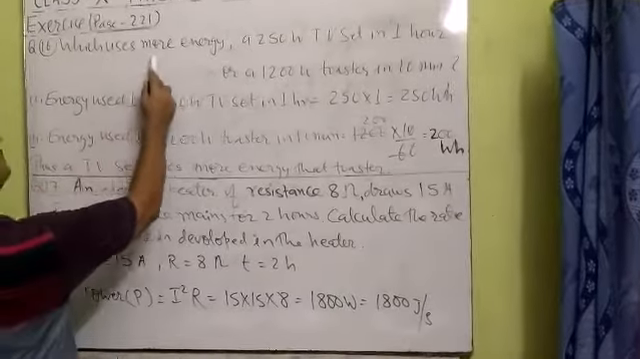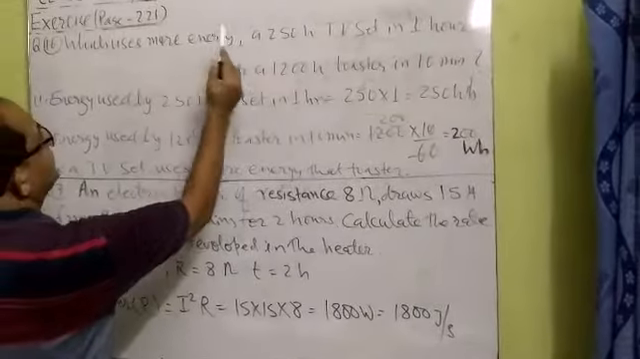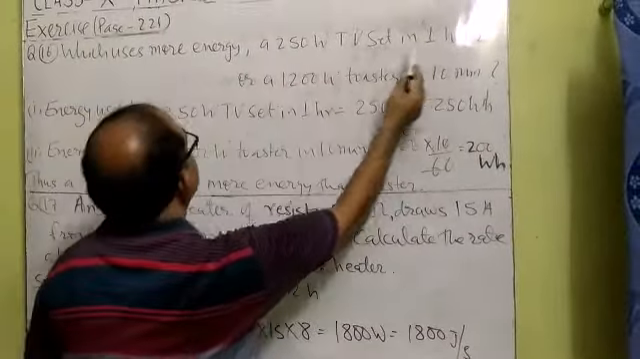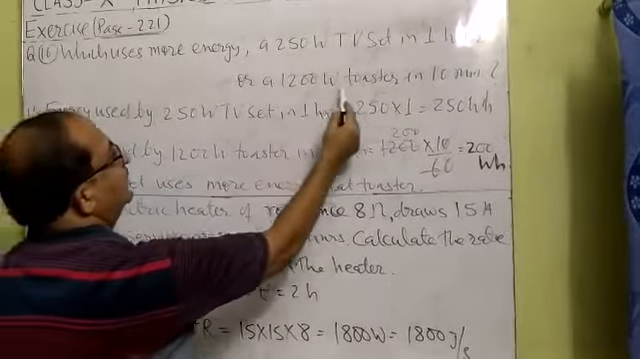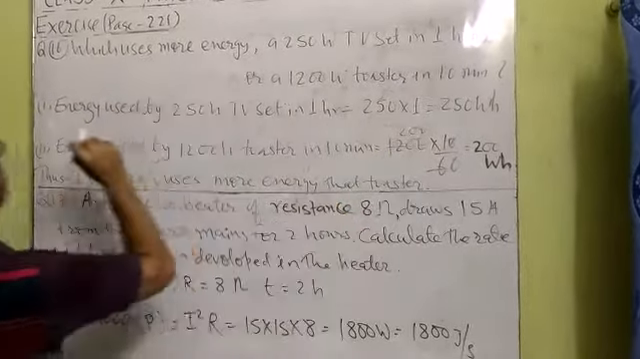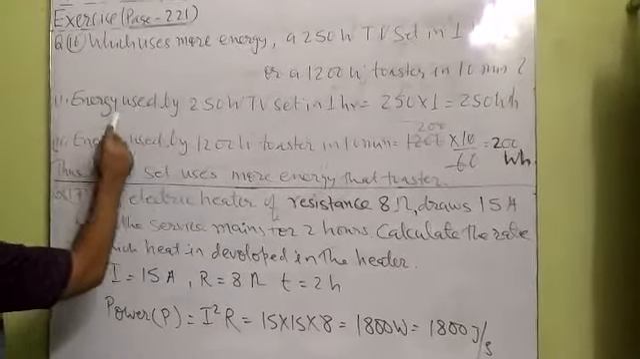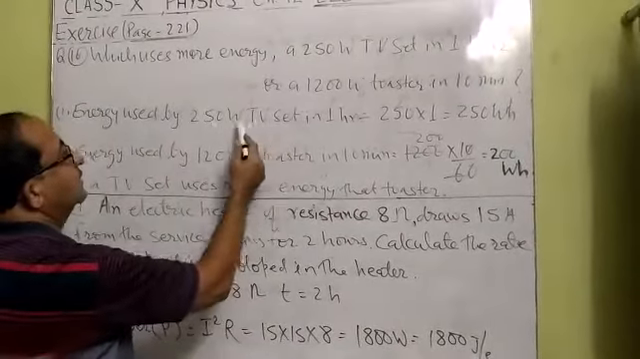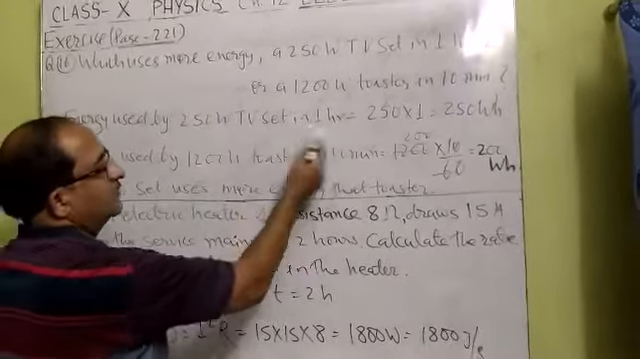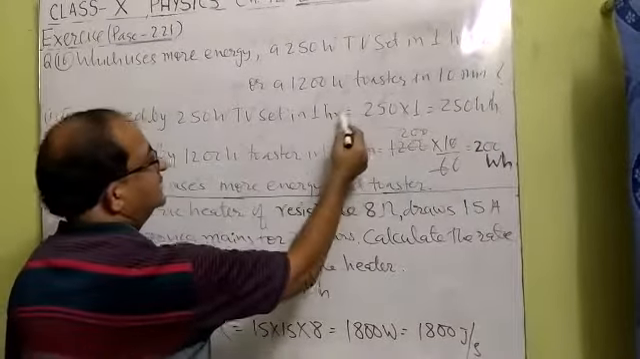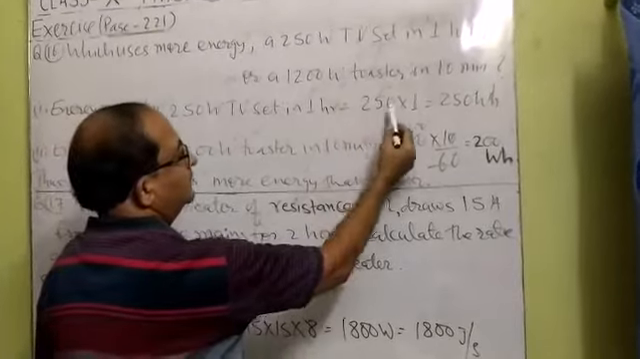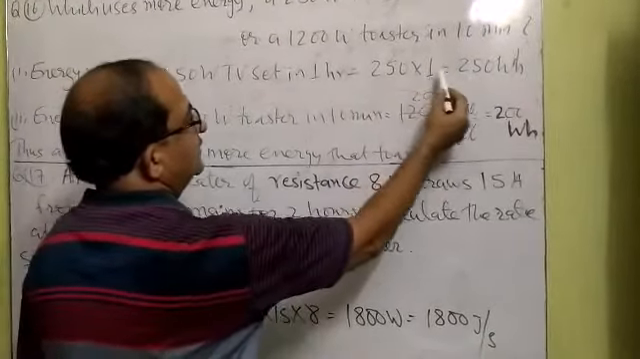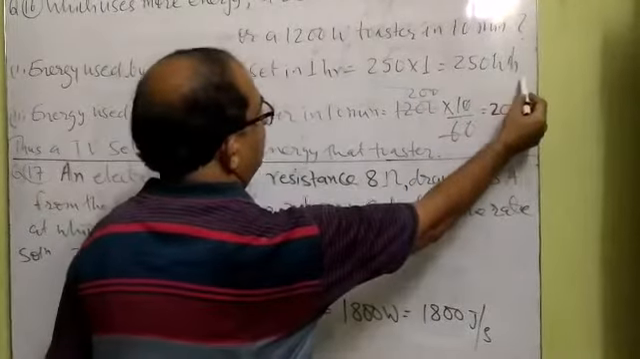Question 16: Which uses more energy, a 250 watt TV set in 1 hour or a 1200 watt toaster in 10 minutes? First part, we shall calculate the energy used by the 250 watt TV set in 1 hour. So energy can be found by the formula power into time. Power is 250 watt and time is 1 hour. So 250 into 1, 250 watt hour.